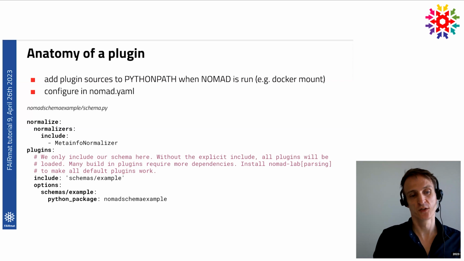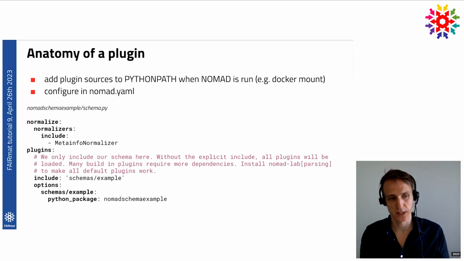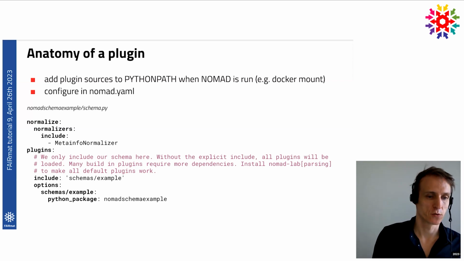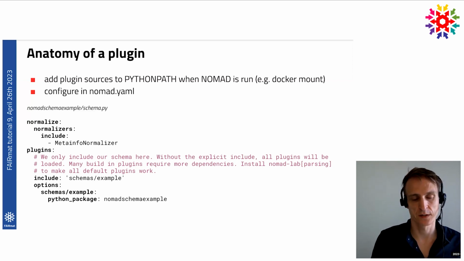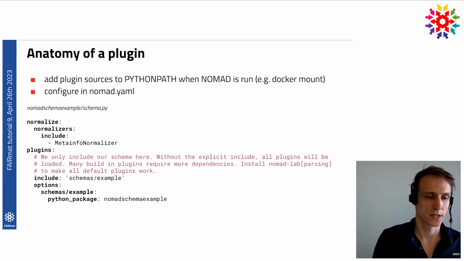What it does not yet know is that the schema exists and what the schema metadata is, and therefore we have to do some configuration in the Nomad YAML file. Those of you that have run an Oasis before know about the Nomad YAML file, but it's our main config file that basically tells Nomad everything. And in this Nomad YAML file, we can now declare that we have certain schemas.